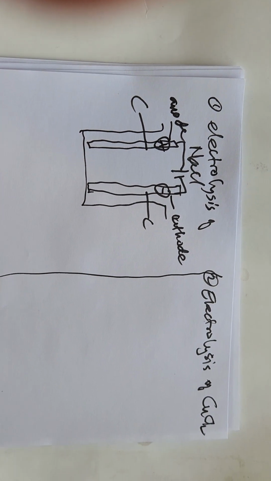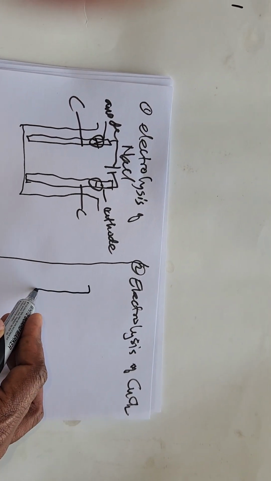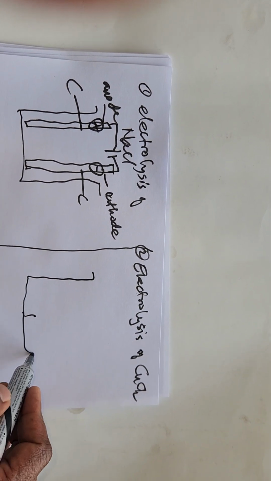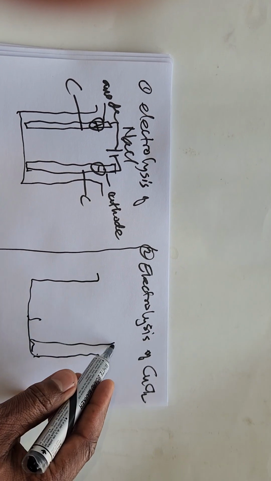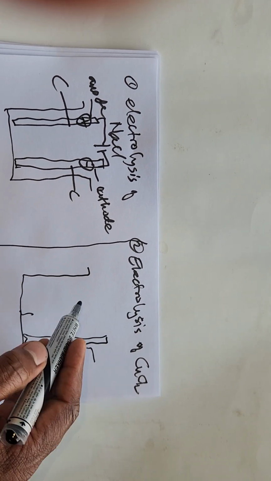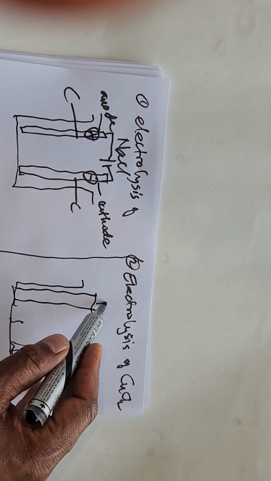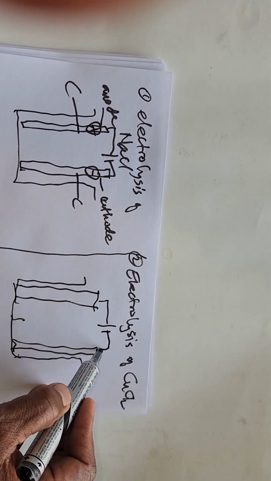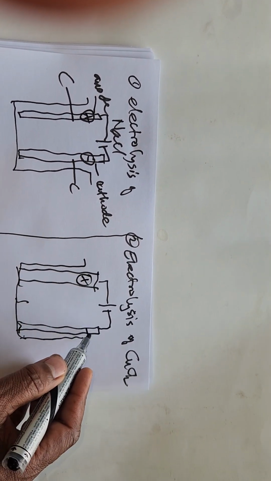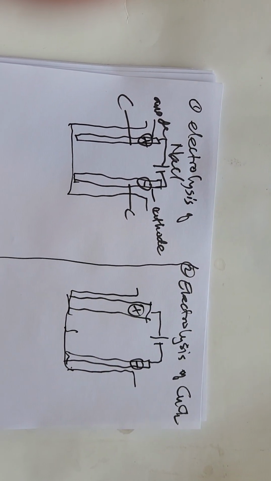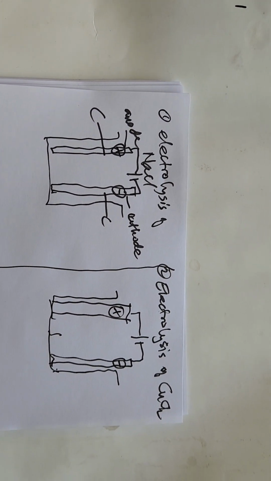Fine. Also, in this case, we have another beaker which also contains two carbon electrodes. We need a battery or a cell, and again this one will be positively charged and this one is negatively charged because of the terminals of the battery where it's connected.